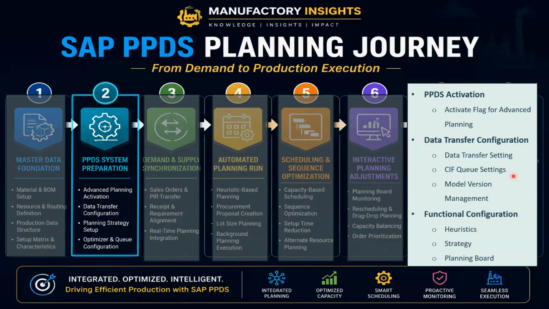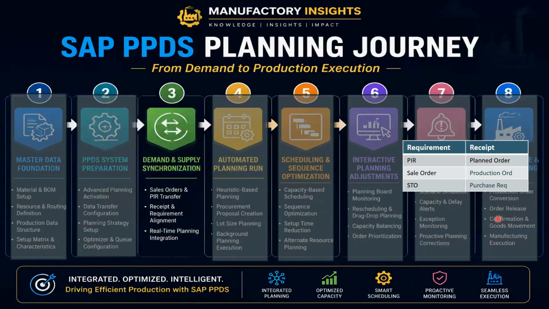In addition to that, model version management is very much required to support how the data needs to be transferred between SAP and the PPDS system. Apart from this, the functional configurations are also very important, to particularly call out the heuristics, strategy, and planning board configurations, which are all quite important as a basic setting for the PPDS system. With this, moving to the next section.